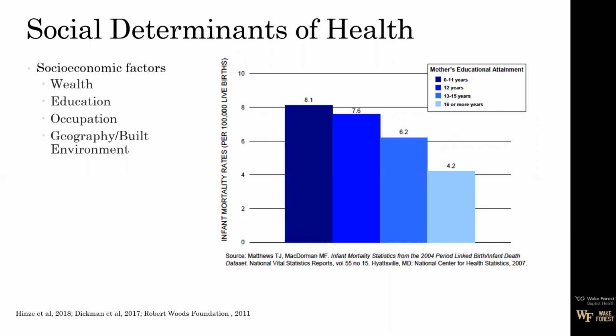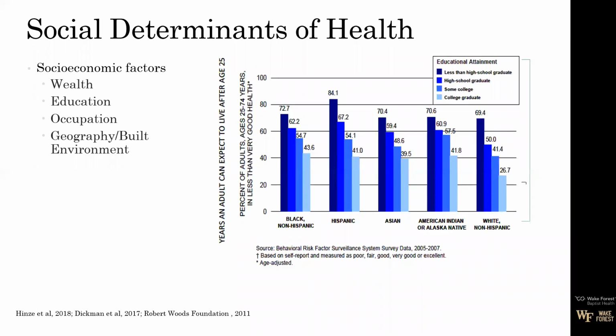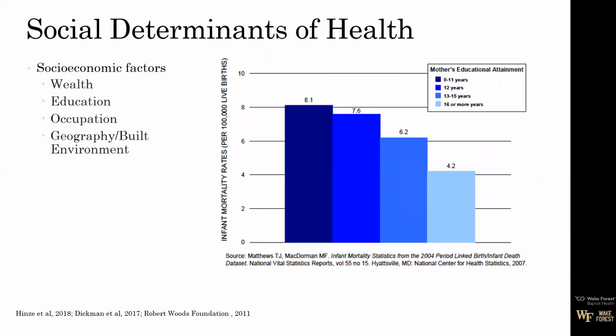Looking at education again, you can see that what you're born into can affect you too. This looked at the mother's education, and the infant mortality rate is higher in those whose mothers had fewer years of education. So some things you don't even have control over at birth, but can certainly be influenced if we take care of the mothers.